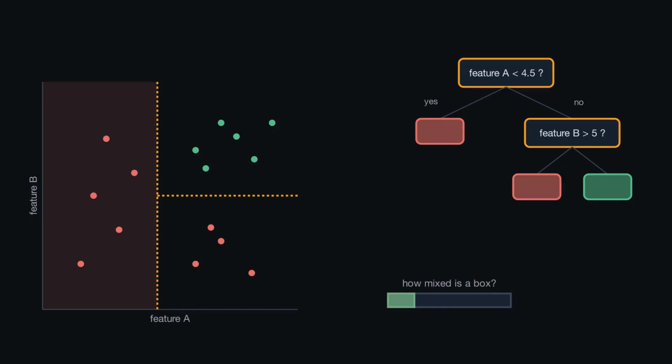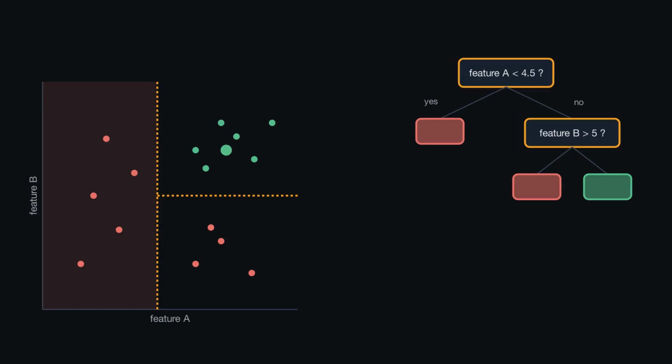How does the tree know a question is good? It measures how mixed each box is. A box with both colors is messy. A box of one color is pure. The tree always picks the question that cleans up the mess the most, and it stops when a box is pure. Using it is wonderfully simple.